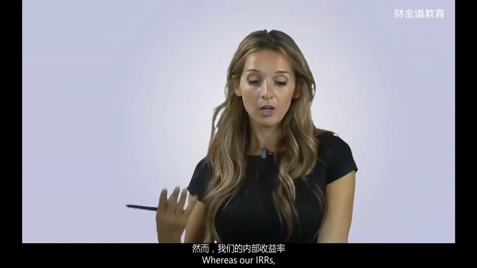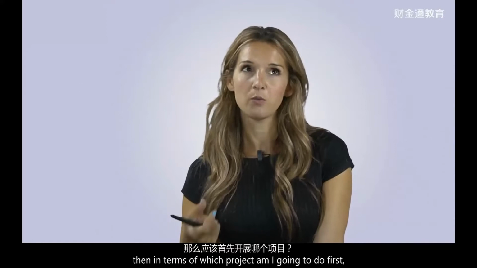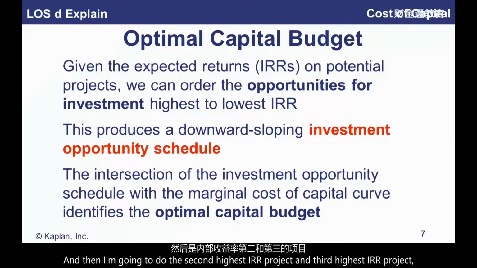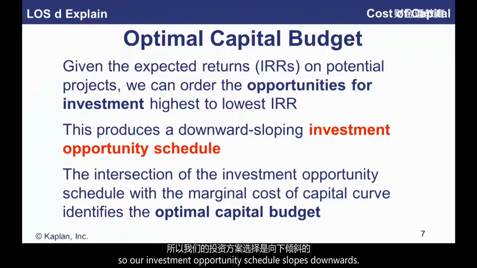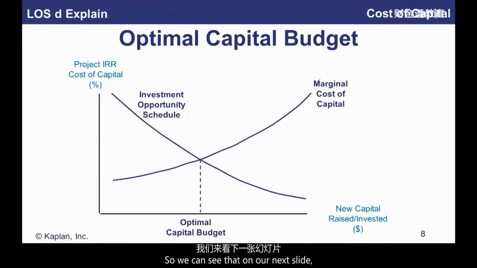Whereas our IRRs, if we're looking at our projects, then in terms of which project am I going to do first, I'm going to do the highest IRR project first. And then I'm going to do the second highest IRR project, then the third highest IRR project. So our investment opportunity schedule slopes downwards. Now, if we plot both the marginal cost of capital curve and the investment opportunity schedule on the same graph, we should hopefully be able to see what our optimal capital budget is. So we can see that on this next slide.